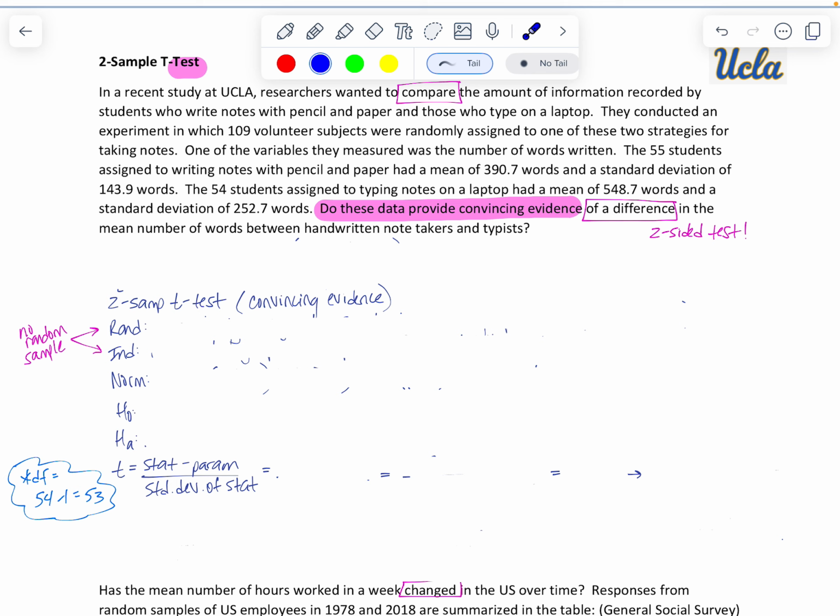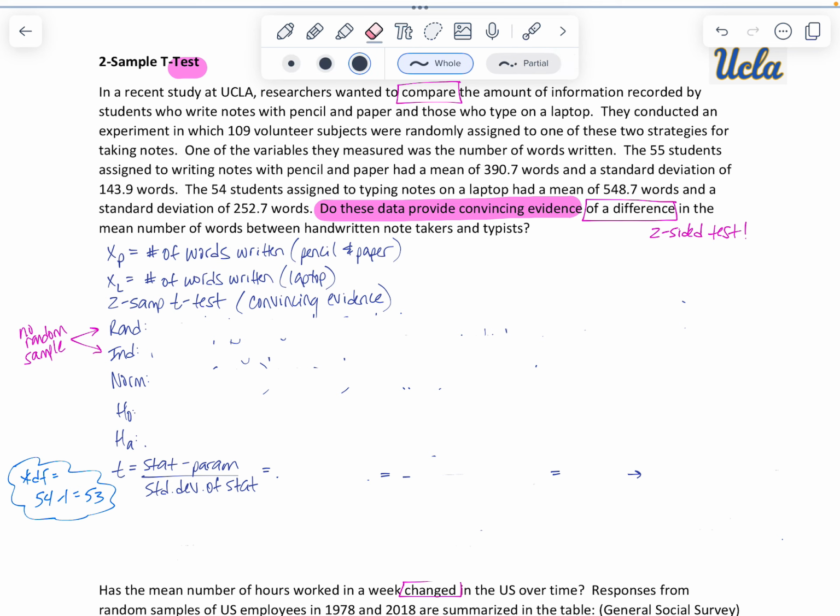Okay, what we're going to do is we're going to define some stuff. I am doing X sub P as the number of words written, pencil and paper. Get it? P. Yeah, you can use 1s and 2s if you want, but you might as well choose a letter that actually makes sense. And then X sub L is the number of words written on a laptop. Get it? And we are doing a 2-sample t-test because we have 2 different samples.